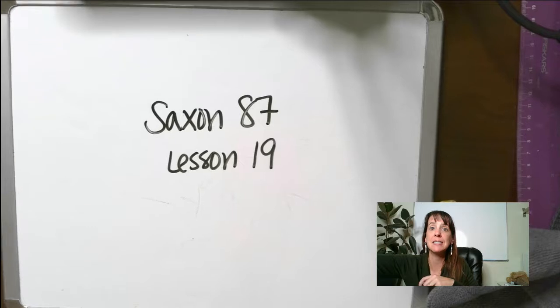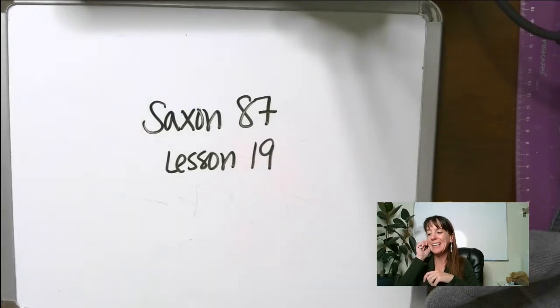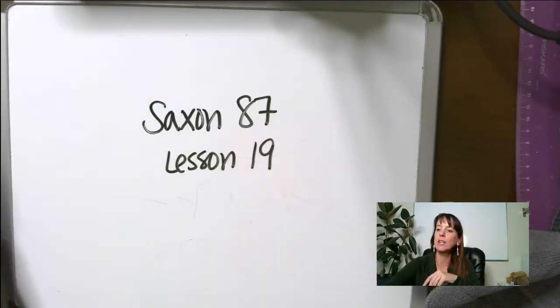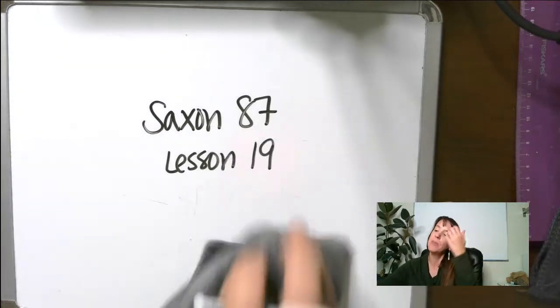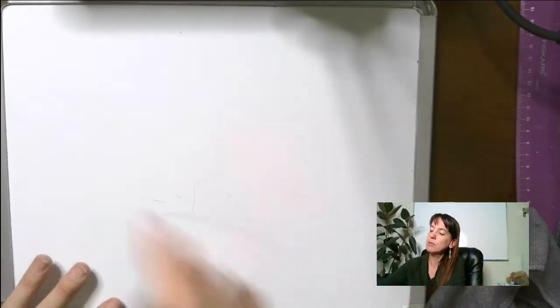Today we're going to be talking about lesson 19. It's perimeter. Perimeter. Guys, open up your notes. Make sure you're taking notes while you listen to this video. Here is what you need to write down for your notes.